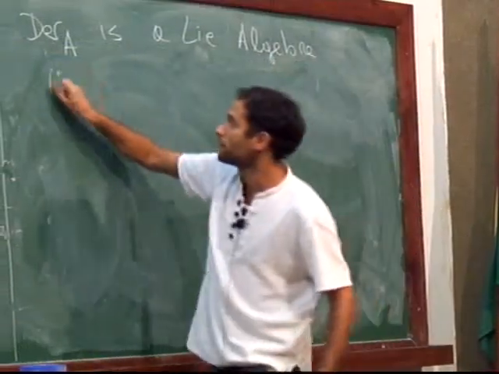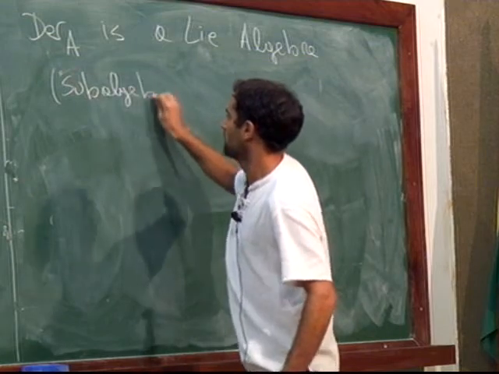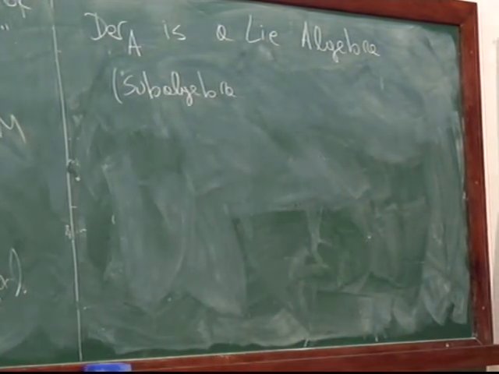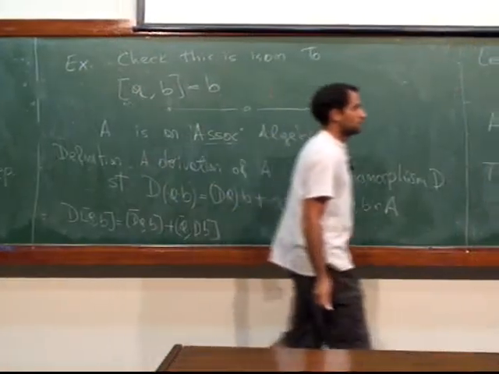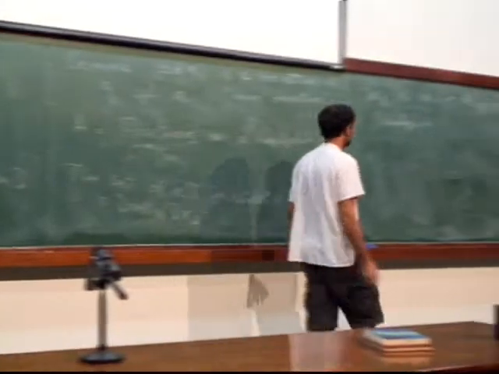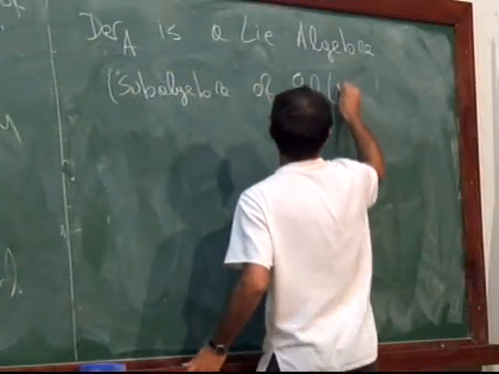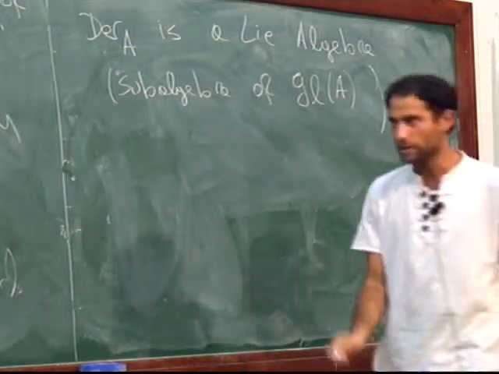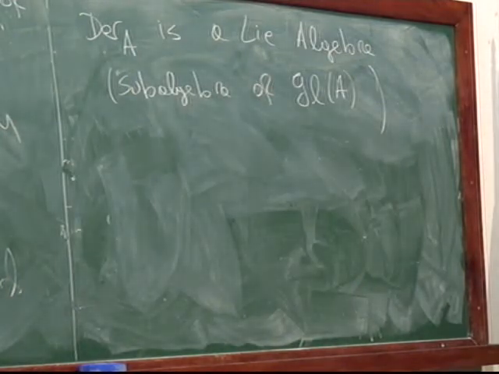Actually, it's a subalgebra. Well, derivations are by definition endomorphisms of the algebra A. And endomorphisms form a Lie algebra. You already know this. So it's a Lie subalgebra of those.